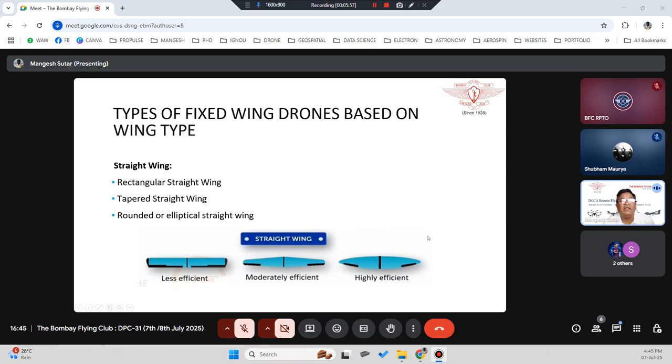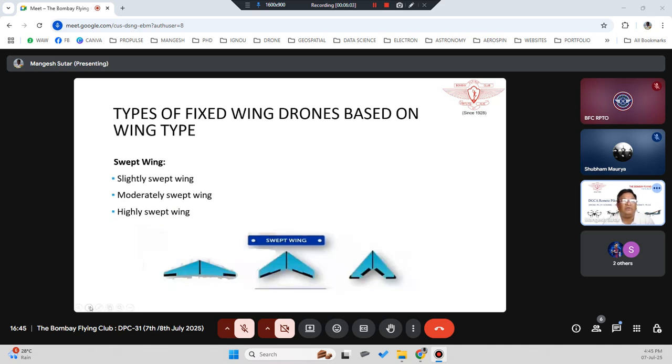That's why if you see bigger aeroplanes like your Boeing and everything, we have a swept wing mechanism. Okay, the swept wings, it is not delta, but it is a swept wing. Normally you will see this type of wing structure in bigger aeroplanes. So slightly swept wing, moderately swept wing, highly swept wing. Now this type of wing design depends again on the length of your fuselage also, and the kind of aeroplane you are designing.